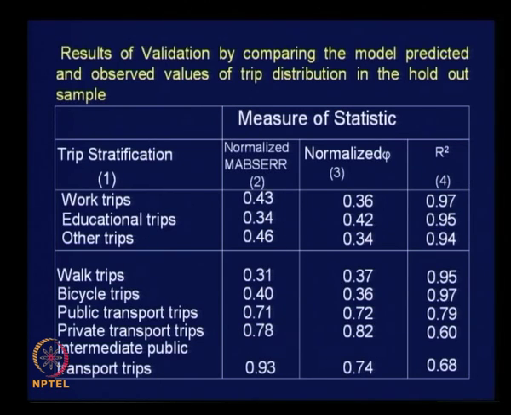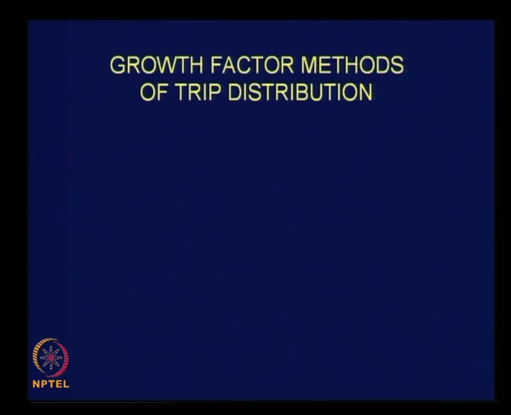and at early stages of the planning process, or I would say in the late 50s and 60s, there were distribution models used which are mainly based on the base year distribution matrix, and these models were known as growth factor methods of trip distribution, growth factor methods.